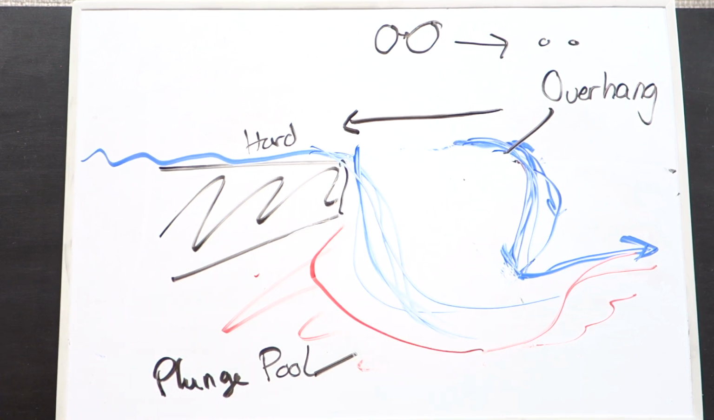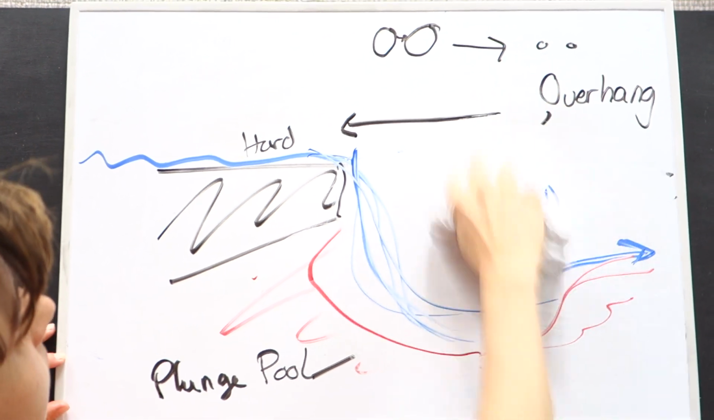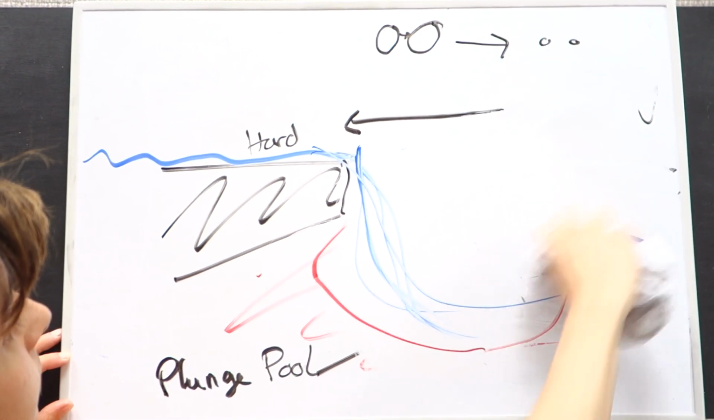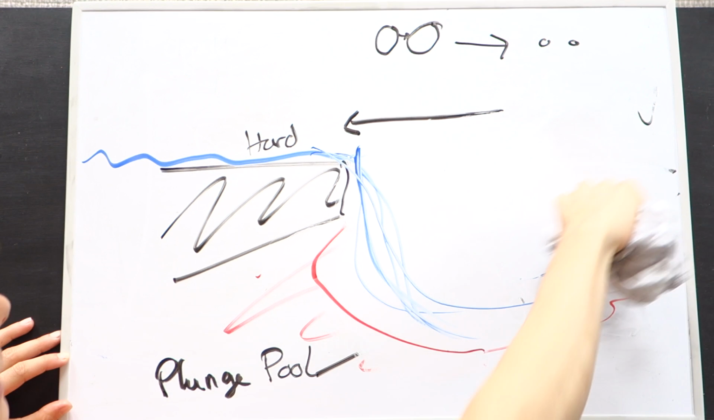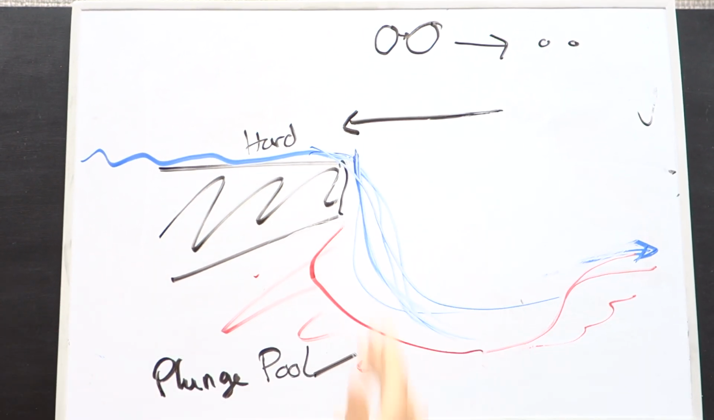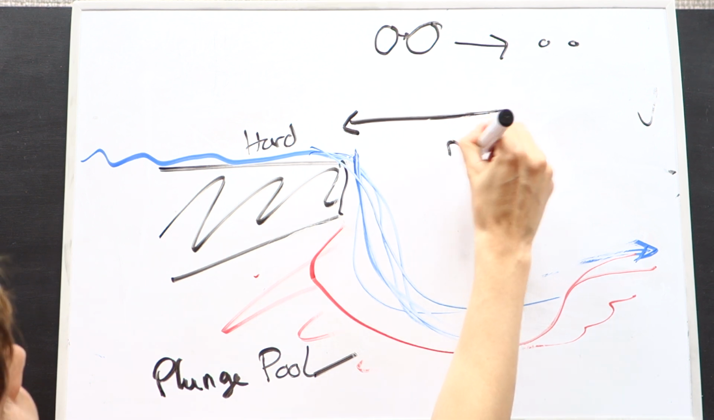So let's get rid of our old waterfall. And we're just left with our waterfall here. In geography, when a waterfall moves backwards, we say that the waterfall has retreated.